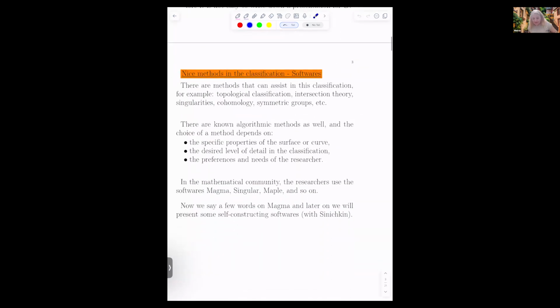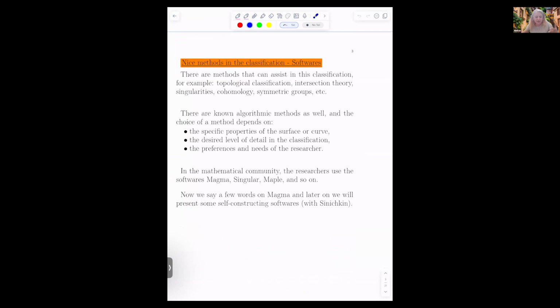Now, the methods in the classification, the new ones at least, are some softwares. Let us say in general that there are methods that can assist us in classification. For example, some of us use topological classification, some of us use intersection theory or singularities or cohomology or symmetric groups and so on.